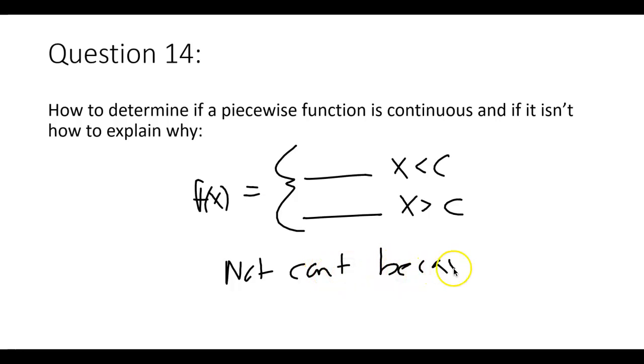because, do you guys see something funny about this? There's no equal sign anywhere. Sometimes they'll put the equal sign here, sometimes here, or sometimes they'll sneak the equal sign in as a whole separate piece. But there is no equal sign anywhere, and that means that f of c does not exist. So if you ever come across a situation where there's just no equal sign, that's another situation where a piecewise function may fail to be continuous.